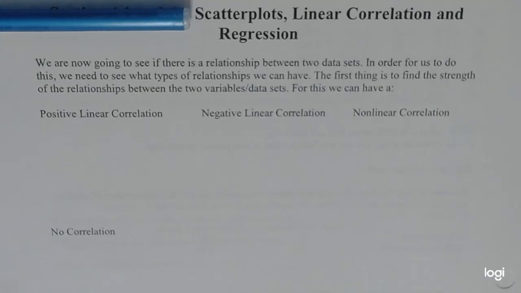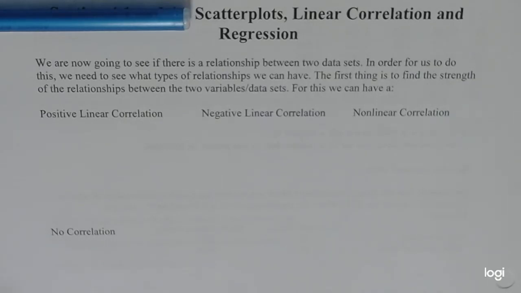So essentially, what's going to happen in this one is we want to see if there's a relationship between two data sets. So in order to do this, we want to see what type of relationship we actually have. For example, if one grows, does the other one grow, or does one grow and the other one decrease? That's what I mean by the relationship itself.